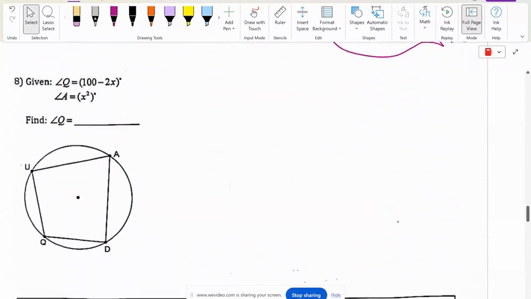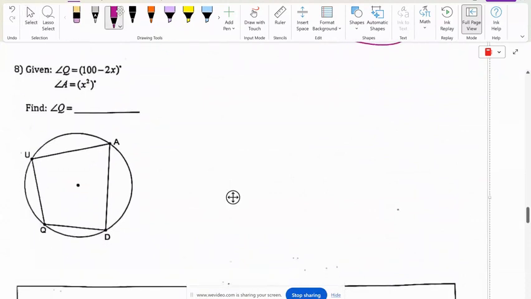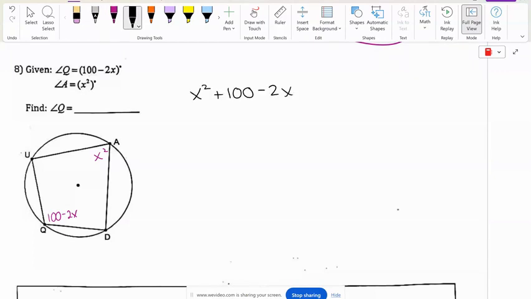All right, number 8. Given angle Q is 100 minus 2x and angle A is x squared, we want to find angle Q. Well, is this a quadrilateral inscribed in a circle? So what do we know about the opposite angles? They're not congruent, they're what? Supplements. So that means x squared plus 100 minus 2x is equal to 180 degrees.